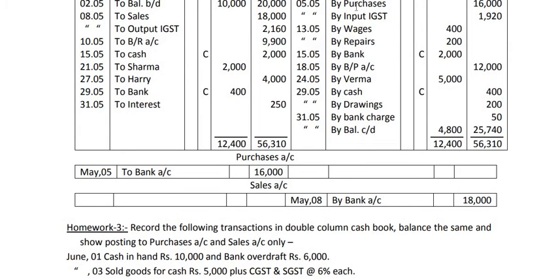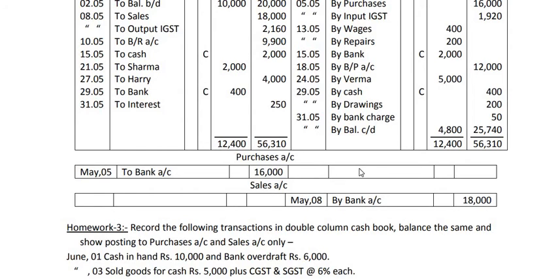This will be posted in the debit side of purchase account, to bank account 16,000. So I have written to bank account 16,000 on 5th May. Similarly, in sales account 18,000 will come on the credit side on 8th May. So we shall write in sales account as by bank 18,000, May 8 by bank 18,000. So this is how to make posting to purchase account and sales account.